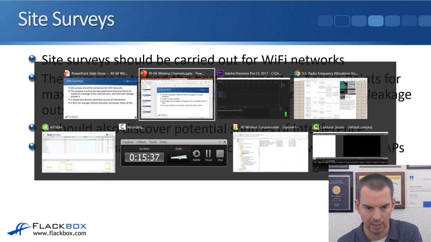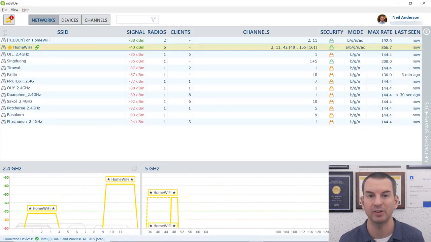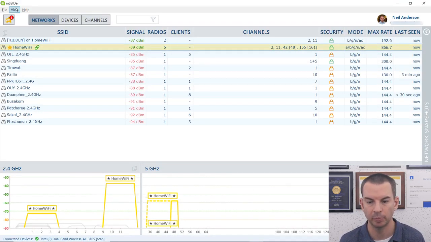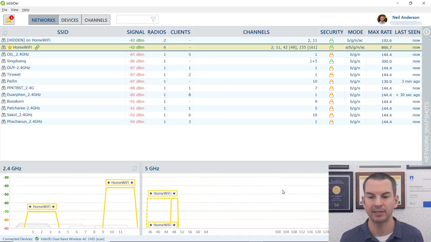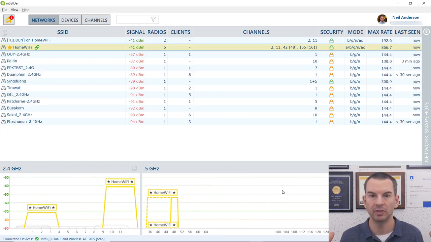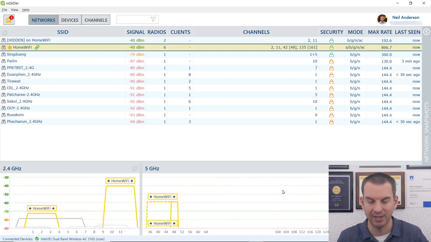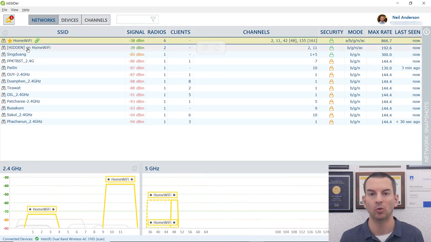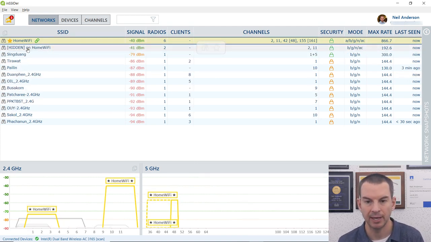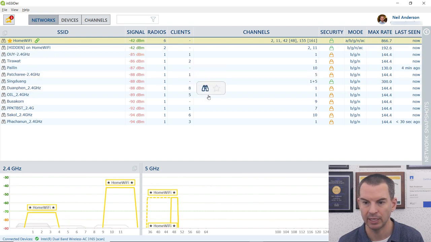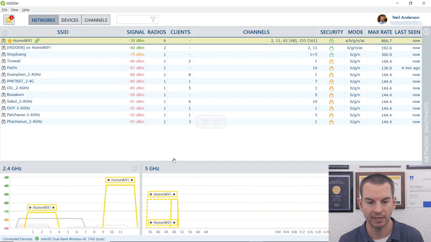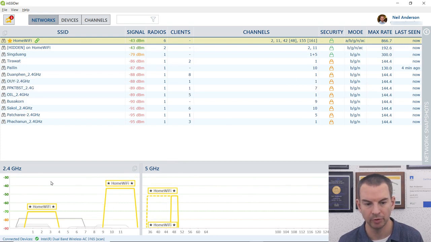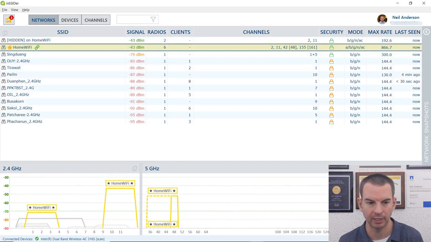So I have got some free software called Insider open here. I've just opened it and you can see it is monitoring the wireless frequencies right around my laptop here. And you can see that I've got home Wi-Fi available. That's my home wireless network here. And that is supporting 802.11ac. So that's great. It's the latest standard. And you can see it's available on both 2.4 gigahertz and 5 gigahertz.